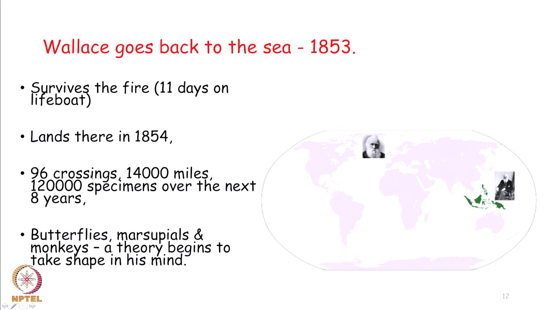But the peculiar thing that Wallace notes on this journey of the Malay archipelago is the following: along the islands he could clearly draw a line. On all the islands close to Australia, the animals that existed were marsupials like kangaroos, who carry their young ones in a pouch. Whereas on all the islands towards the Asian landmass, the marsupials did not exist and you had more monkey-like animals present there.